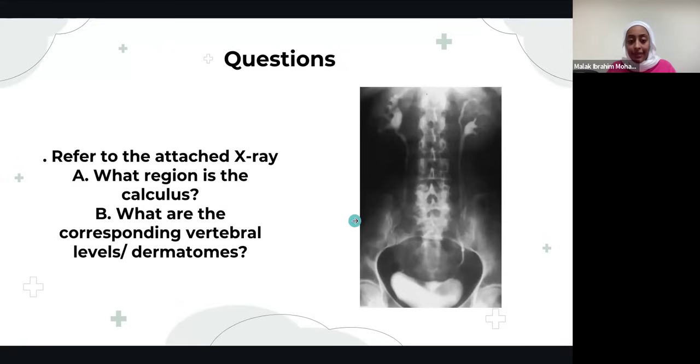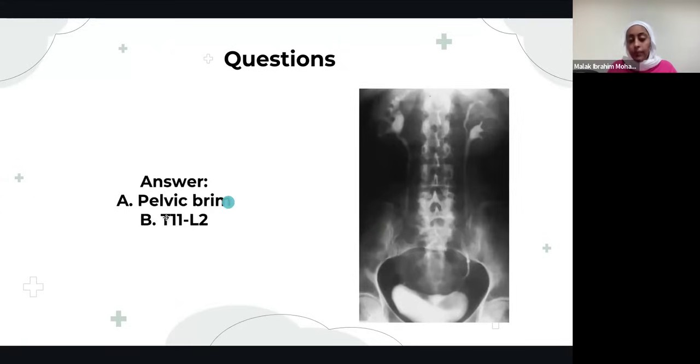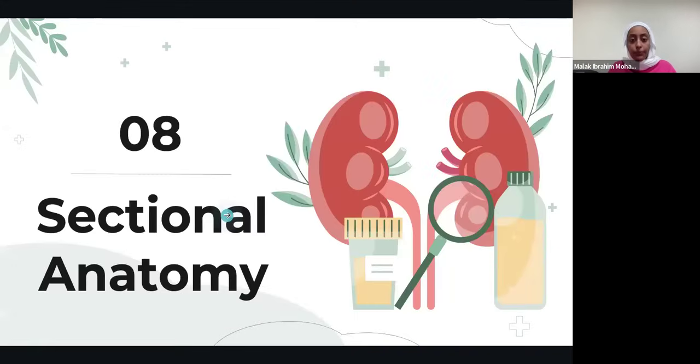Yes, okay. It's the pelvic brim, and it's T11 to L2. It's here, this one. This is the pelvic brim. The calculus is basically in the pelvic brim. And what are the levels? T11 to L2. And basically that's it for my part.